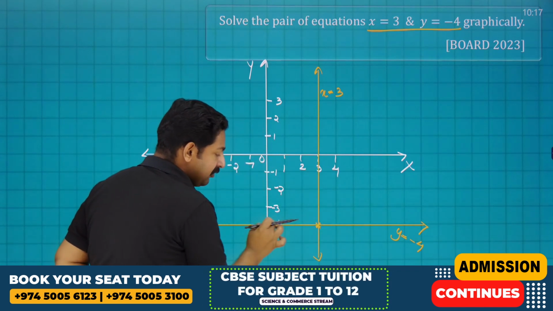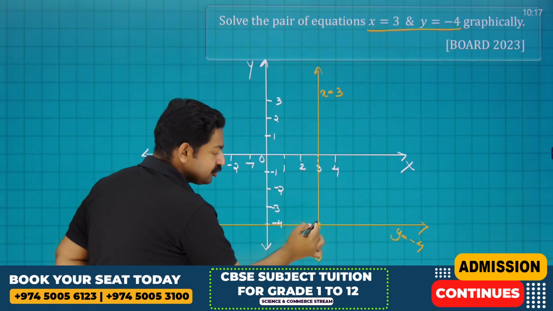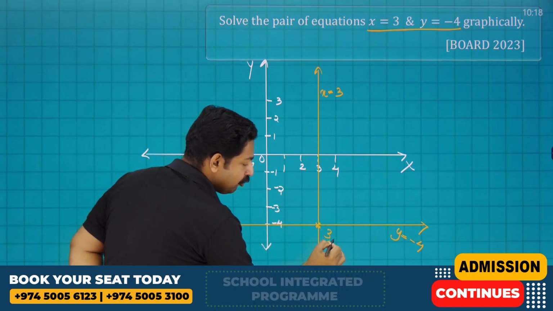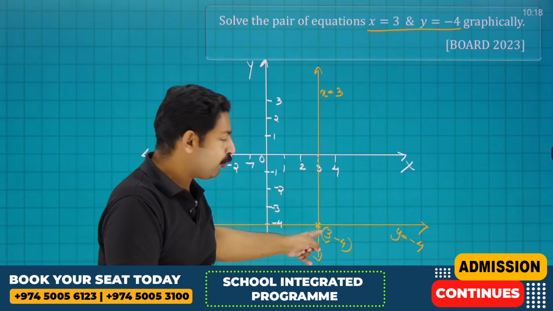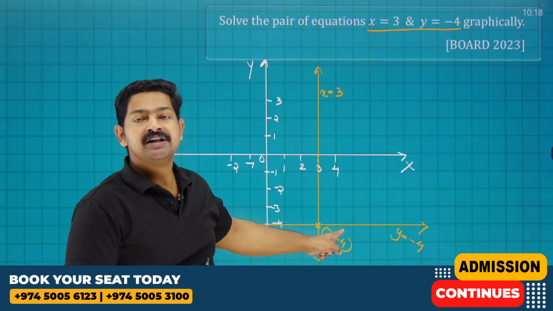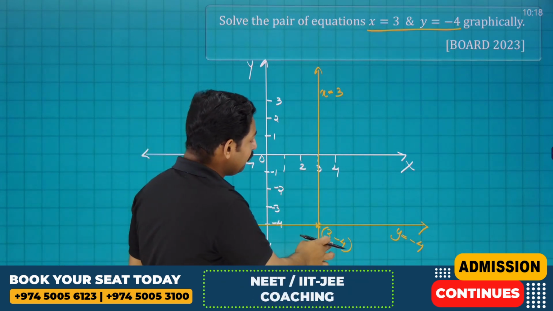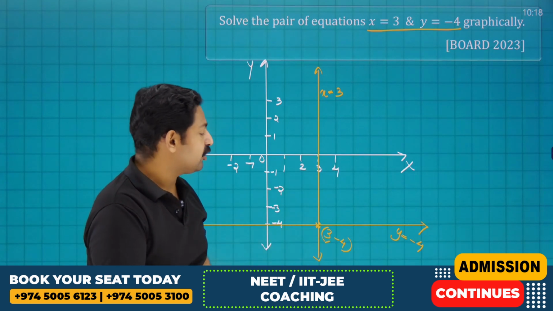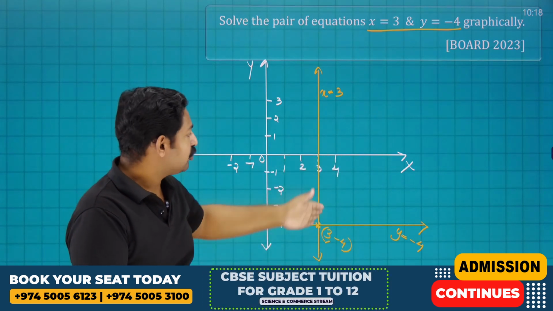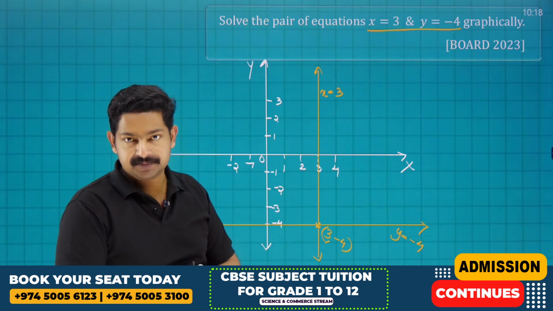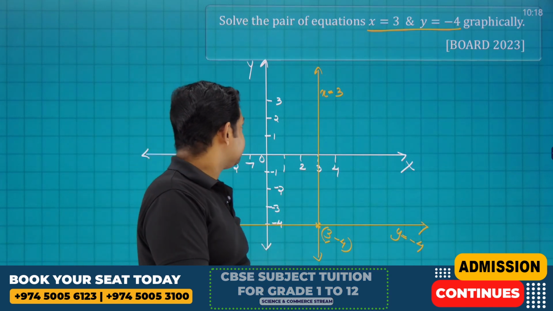And this line is coming from the point minus 4 on the y-axis. So this coordinate will be (3, minus 4). So this is the point of intersection, which means this is the solution. So the value of x is equal to 3 and the value of y is equal to minus 4. This is the solution, and the system is consistent, and also the pair of lines are intersecting. Okay, so that's it.